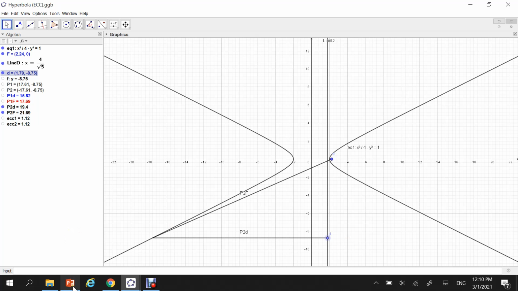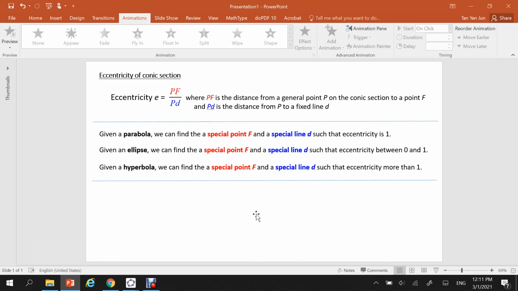Okay? So let's go back to the slide. So what I have shown you is true if I pick a parabola or an ellipse or hyperbola. I am able to find a special point and a special line to allow me to calculate the eccentricity, which is constant, and depending on which type of conic section, the eccentricity could be 1 or between 0 and 1 or more than 1. So this also allows us to construct any type of conic section that we desire.